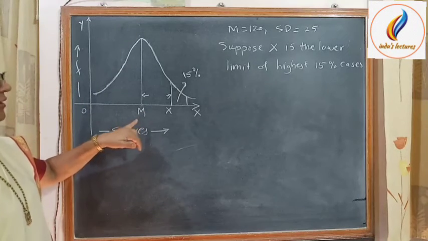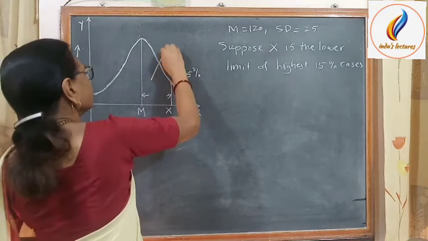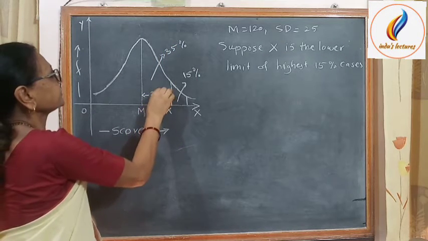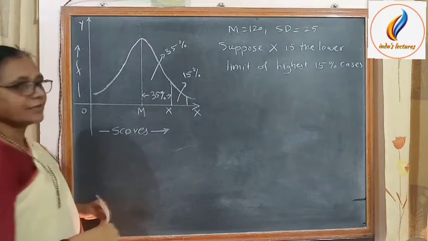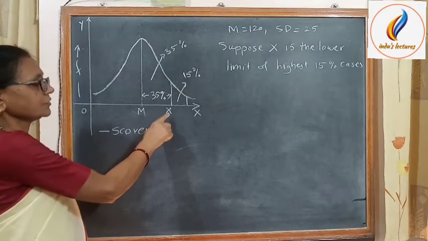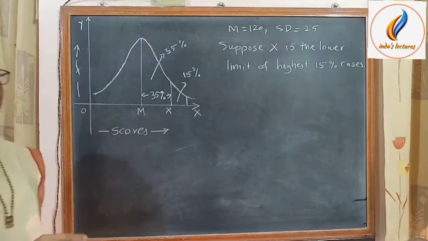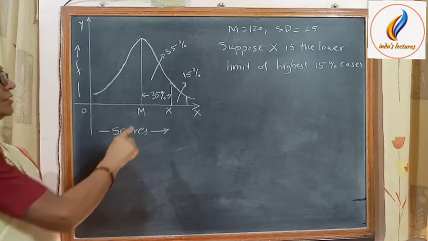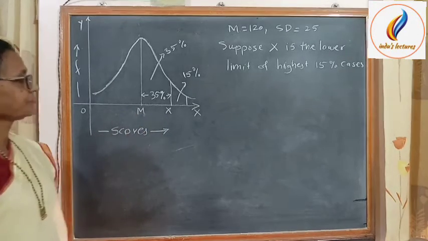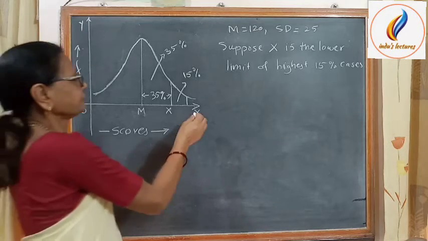The area between the mean and the score x includes 35% cases. 35% cases are included in the limit mean and score x. We have to find out the value of the score x. That means we have to find out its sigma distance from the mean. Now use the normal curve table.